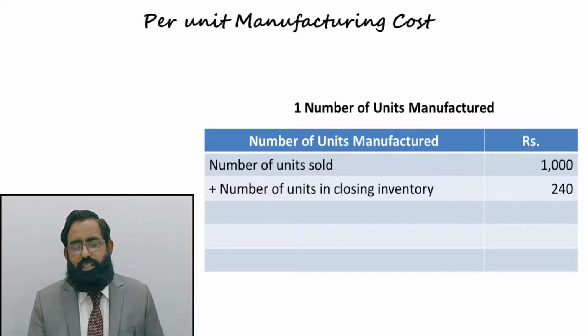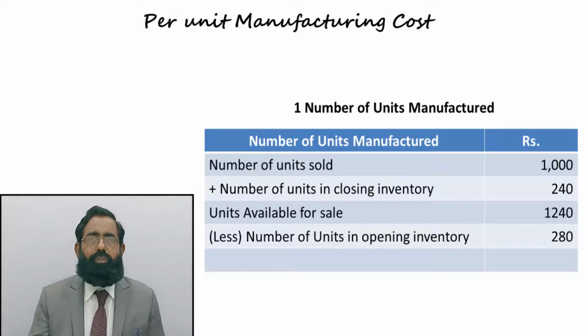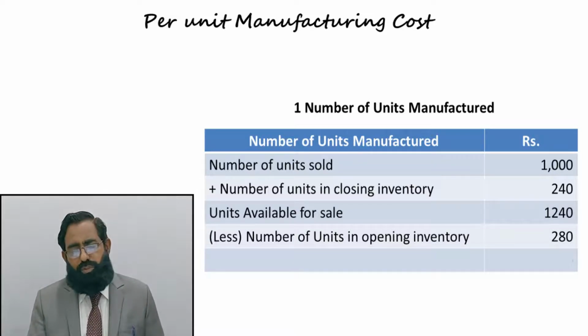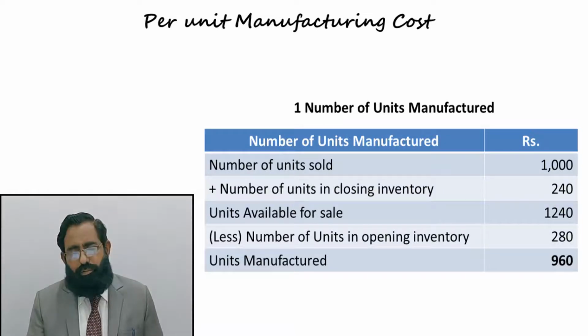So it means that 1,240 units were available for sale. You will deduct 280 units which came from last year, units in the opening inventory of finished goods, 280. You will subtract this and units manufactured are 960 units. You have understood this point. This is so simple as it has already been discussed in our question number 12.